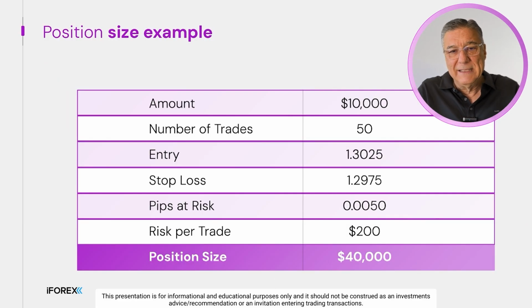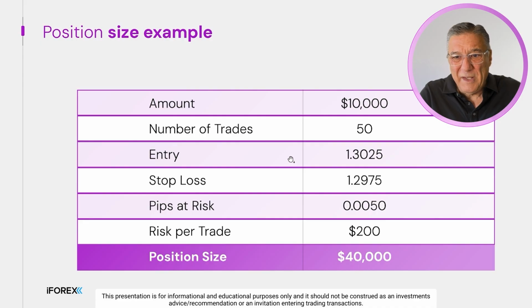Let's do this example. Say I decided and I deposited in my account $10,000. Now, the question is how many trades you want to make with this amount. Say 50 trades, right? If I divide $10,000 by 50 trades, then it boils down that I'm going to risk $200 per trade. That is, 200 times 50 is $10,000, right? This is the algebra here.